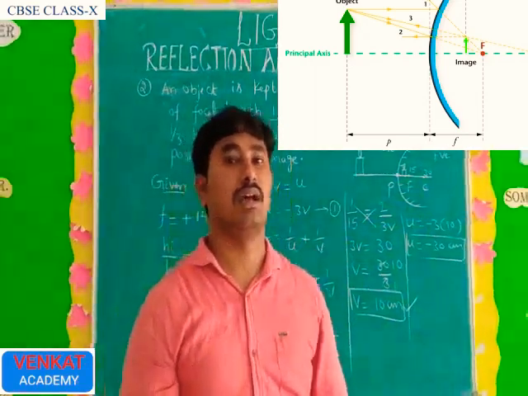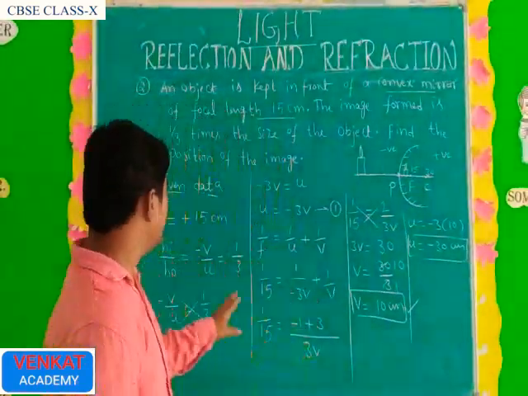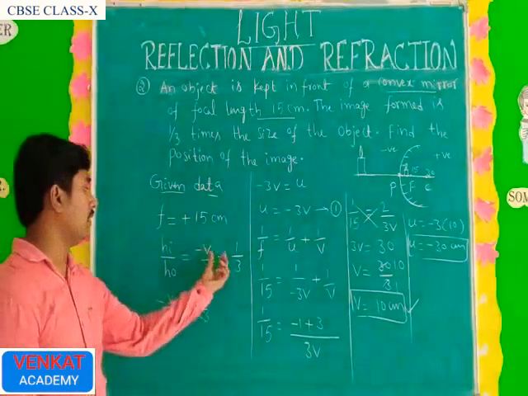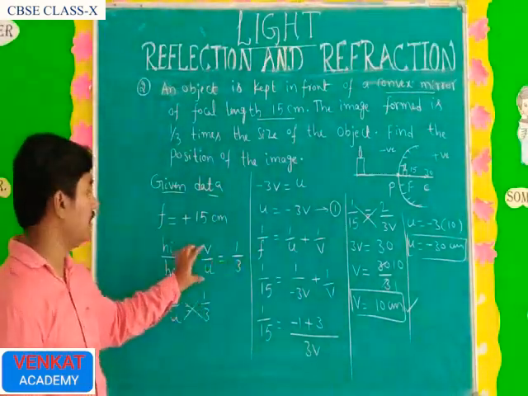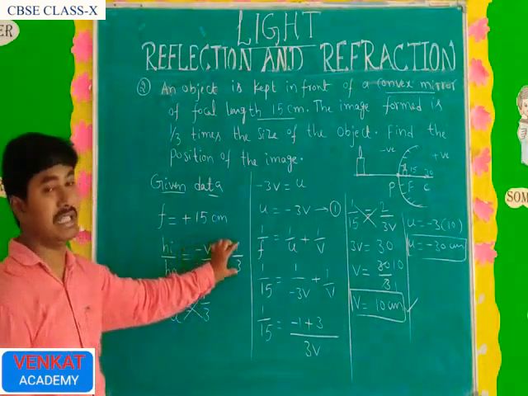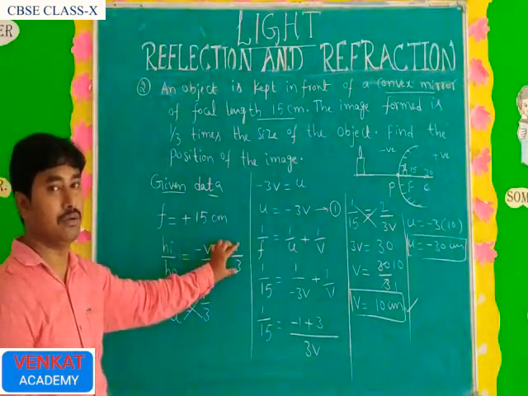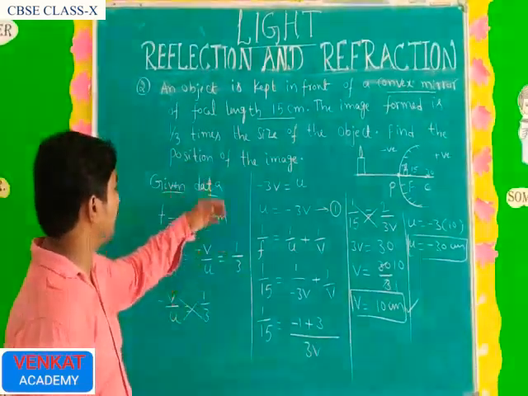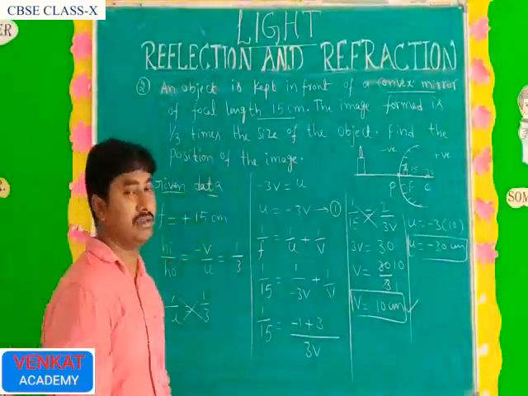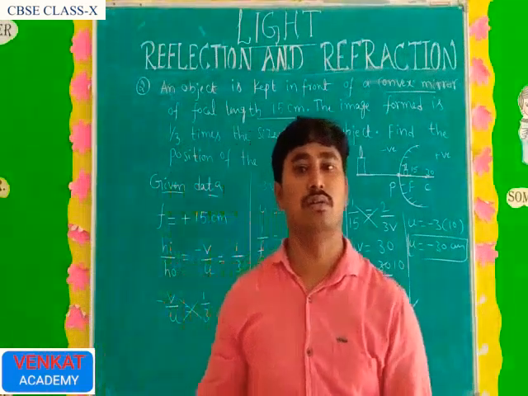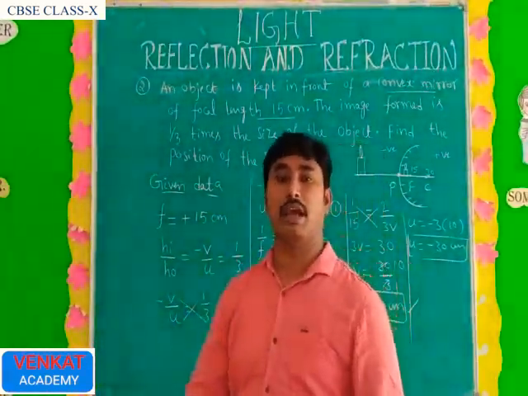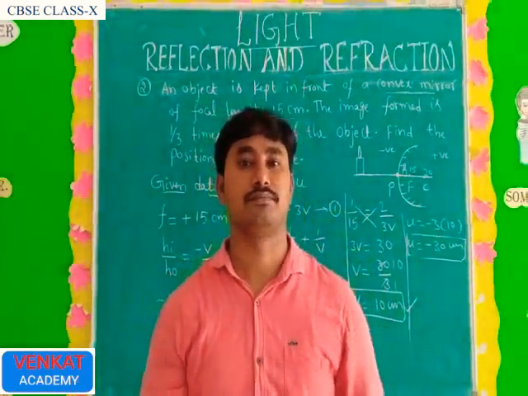Understand students? This is an easy method. Most of the students feel difficulty here with how to take 1 by 3 times, 1 by 2 times. Simple: minus v by u is equal to whatever they have given, 2 times or 3 times or 1 by 2 times or 1 by 3 times. Yes. Next we go to the third question.